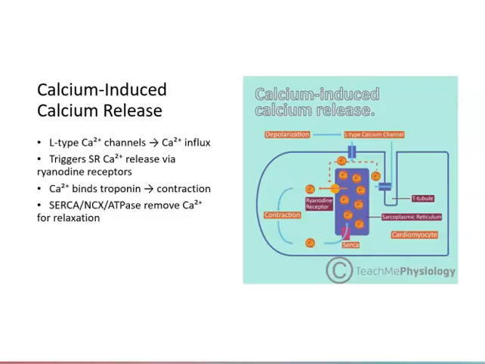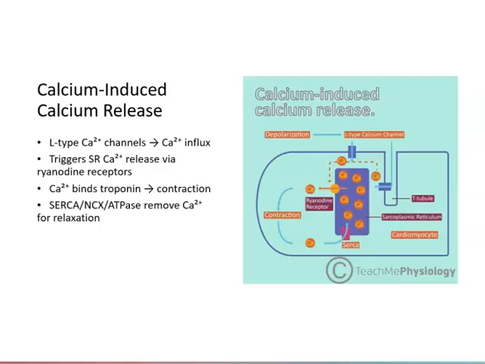Alright, now a little bit about calcium-induced calcium release. When L-type calcium channels open, calcium will enter the cell. This will trigger more calcium release from the sarcoplasmic reticulum. When this happens, calcium will bind to troponin, and this will let actin and myosin interact, causing the contractions, very similar to skeletal muscle contractions.